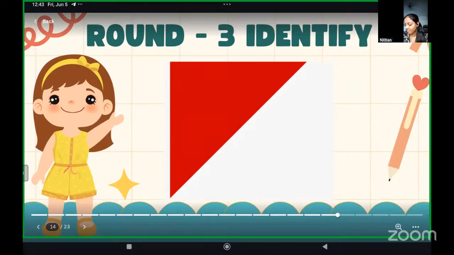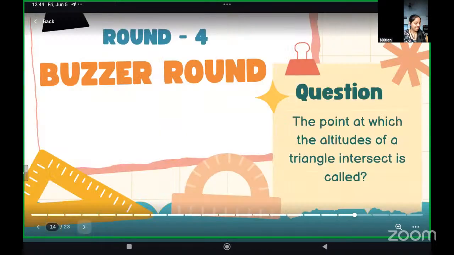Now come to the most interesting and fun part, the buzzer round. Okay, there we'll go to the buzzer round. Round 4. Every question will carry 2.5 marks and there will be 3 questions. Whoever's hand I will see first will get the chance to answer first. Let's move on to the first question of the buzzer round in three, two, one, go.